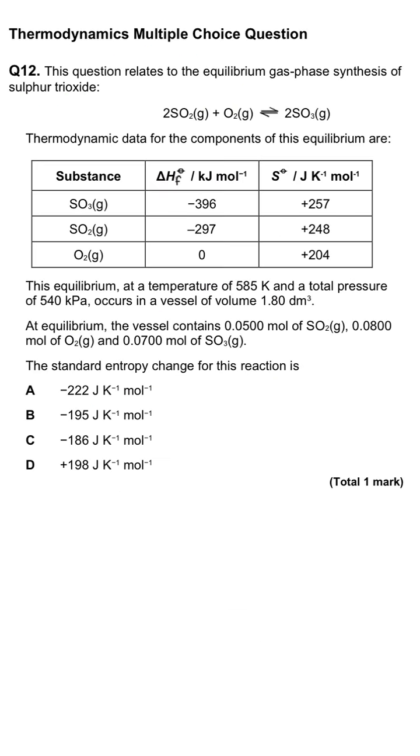This question relates to the equilibrium gas phase synthesis of sulfur trioxide. And so here is sulfur trioxide in the product, and we can see that it is an equilibrium. Thermodynamic data for the components in the equilibrium are shown in a table underneath. And so we've got enthalpy of formation data and we've got entropy data for all of the reactants and products. We've been told that the temperature is 585 Kelvin, a pressure is 540 kilopascals, and the volume of the vessel is 1.8 dm cubed. And we've been given some equilibrium moles of the reactants and the products. This question, though, is asking us to calculate the standard enthalpy change for this reaction.